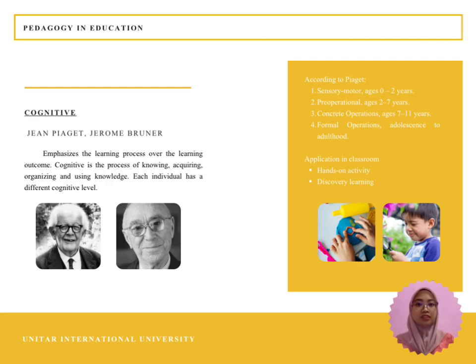Cognitive is the process of knowing, acquiring, organizing, and using knowledge. Based on Jean Piaget, there are four different levels in people's cognitive development. The first one is sensory motor in the age of 0 to 2 years. The second one is pre-operational in the age of 2 until 7 years. The third one is concrete operation in the age of 7 until 11 years. And the last one is formal operation in adolescence to adulthood.